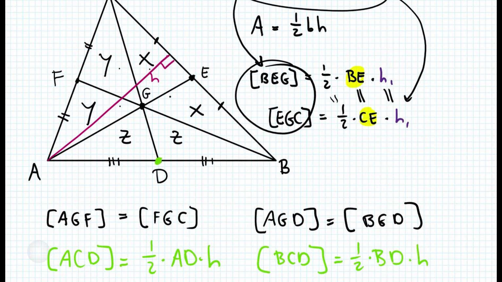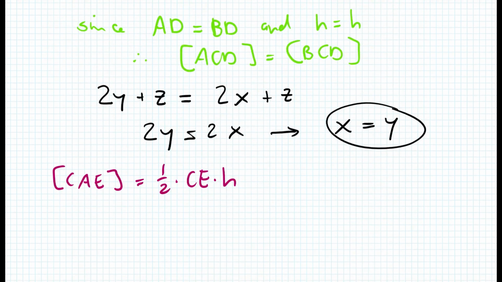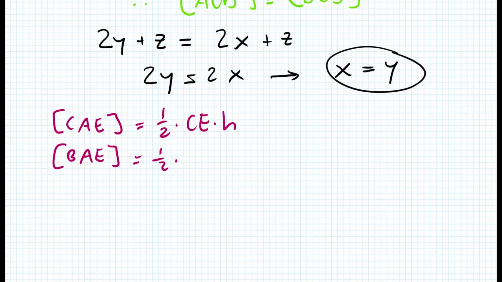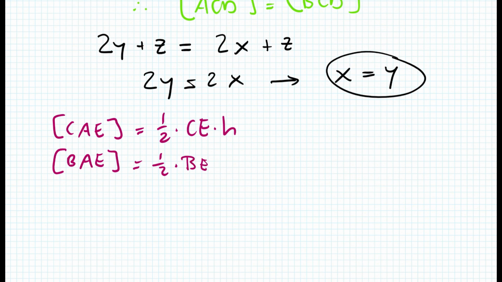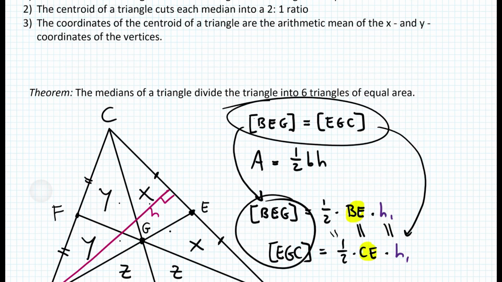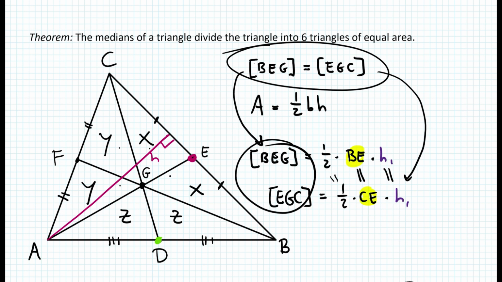And for the other triangle, BAE, we have 1/2 times the base, and in this case the base is BE, times H. Again, they share the same height, and we can also say that CE has to be equal to BE. So why can we say that these two are equal? Again, because E is the midpoint of segment BC.